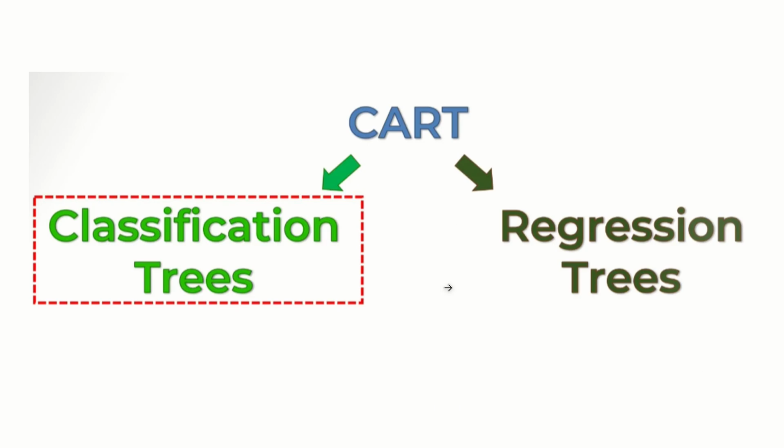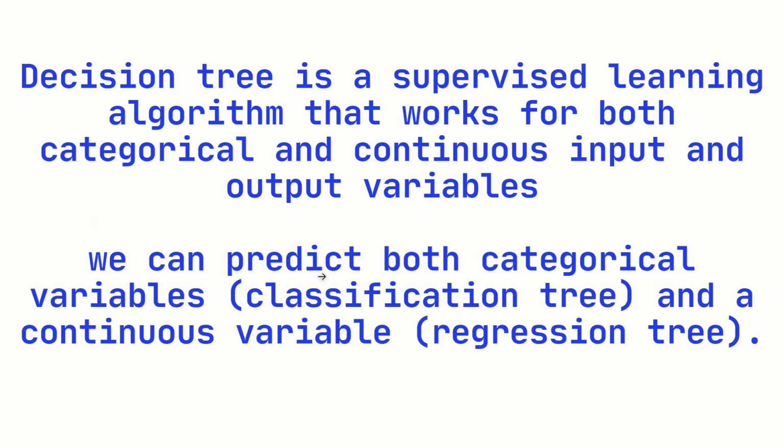So actually, we have a term available. It's called CART. It's an umbrella term which consists of classification and regression trees. But because we are dealing with classification, right? So we'll be talking about classification only, right? So a decision tree, if I talk about it theoretically, is a supervised learning algorithm that works for both categorical and continuous input and output variables. But for this video, we'll be focusing more on the categorical data, not the continuous data. So we can predict both categorical variables, which is a classification tree, and continuous variables, which is called a regression tree. So we are focusing more on the classification tree in this video.